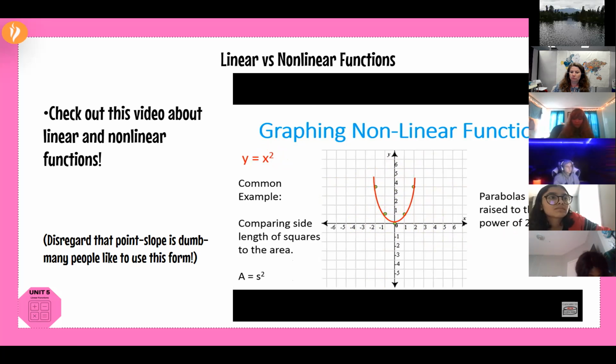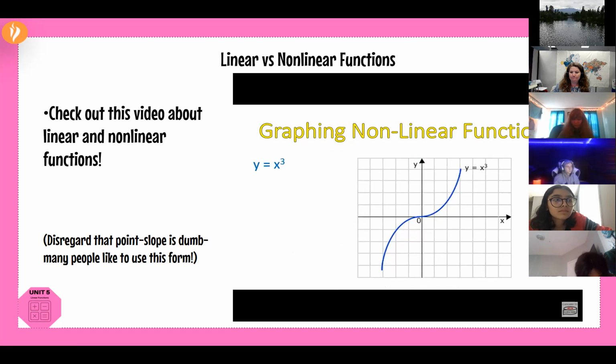A common example with word problems of this is comparing the side length of a square to the area of a square, because the area is equal to the side length squared. That would be a common word problem type comparison using this nonlinear function. I'll show you an example of that in a second. First off, let's look at a couple more nonlinear functions. y equals x to the power of 3. This one here is kind of funky.